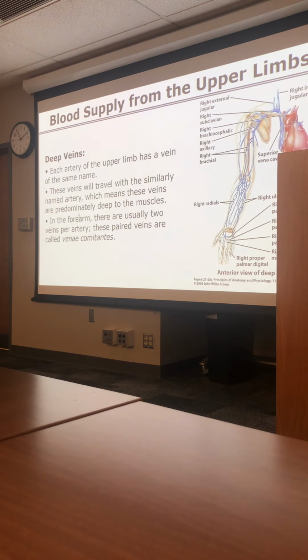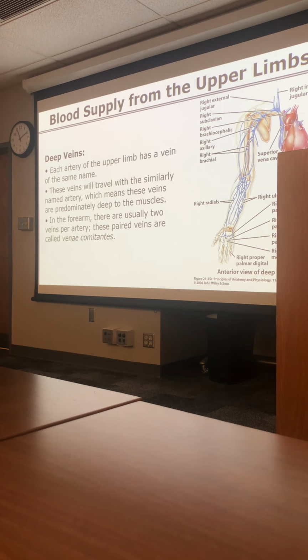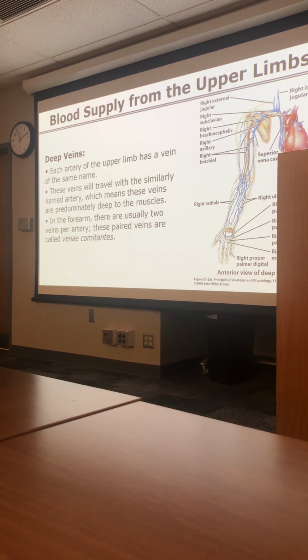Okay, so veins. We don't really focus on the deep veins, we mainly focus on the superficial veins because in the upper limb and the lower limb, they're very distinct. Our deep veins are basically, all of our arteries have a vein running with them. Sometimes it's two veins running around the same artery. So like here in the forearm, there are usually two veins, and these paired veins are called the venae comitantes. But veins basically travel with the arteries.